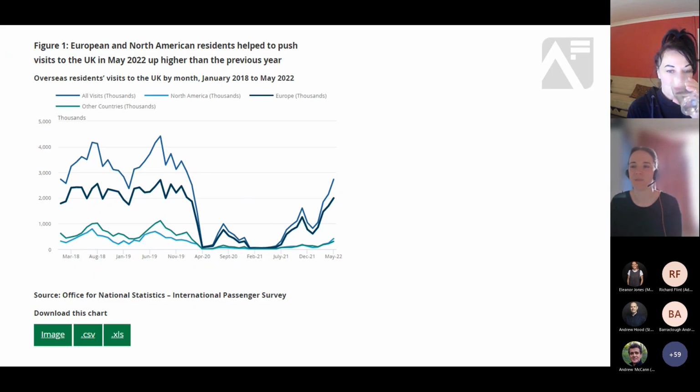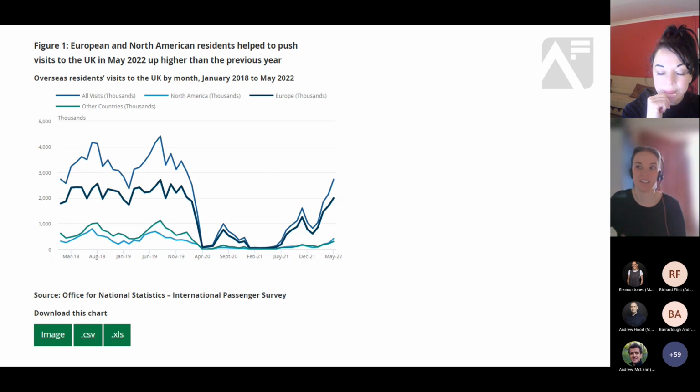So if we start off with some empathy. If you're a sighted user, this is what you would see on an ONS page. You get this headline title. ONS calls it a headline title that gives you the message of the chart. Then you get this stats title: Overseas residents visits to the UK by month, January 2018 to May 2022. Then you get the legend, then you get the chart. And it's quite a good example.